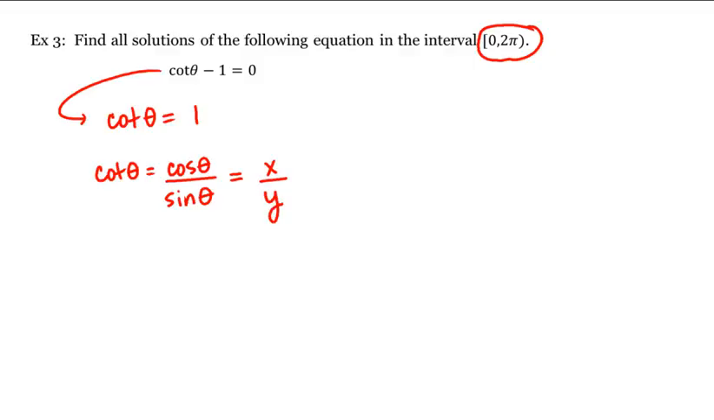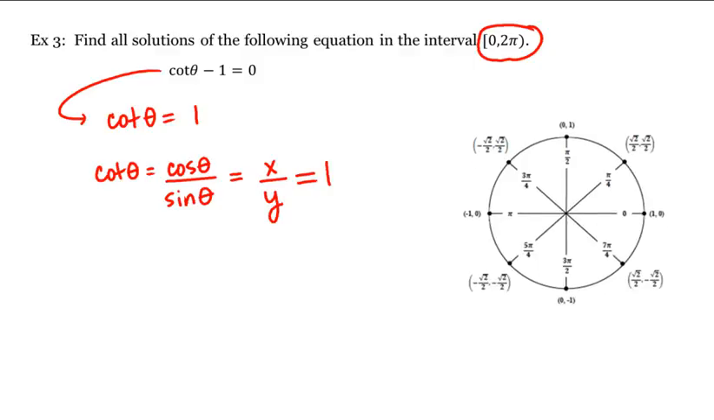So therefore, we are looking for angles in the interval 0 to 2 pi where this ratio of x to y is equal to 1. And this will happen at pi over 4 as well as 5 pi over 4. Because remember our unit circle. At pi over 4, the ratio of x to y here will be equal to 1. But also down here in quadrant 3, the ratio of x to y will also equal 1, which corresponds to the angle of 5 pi divided by 4.